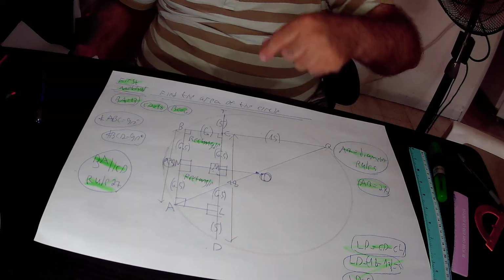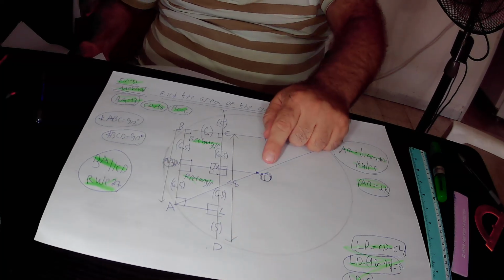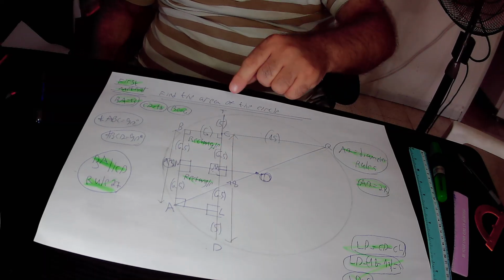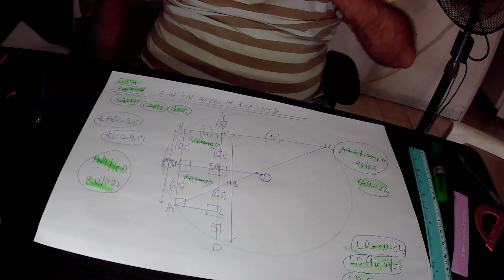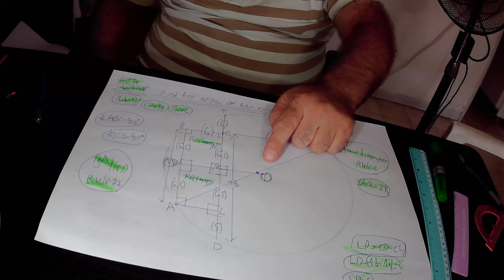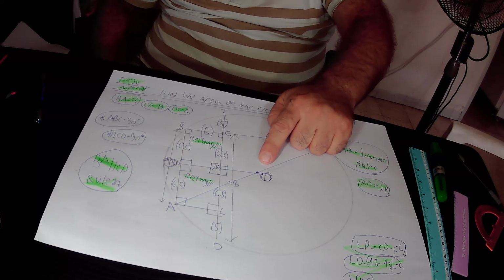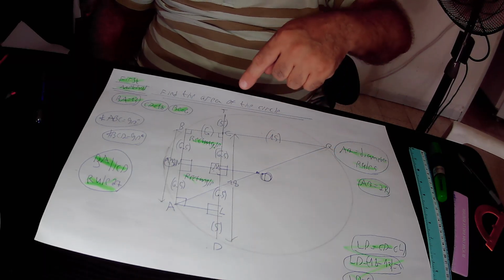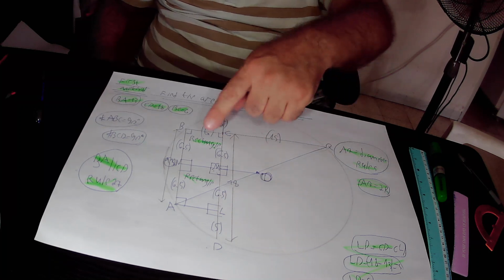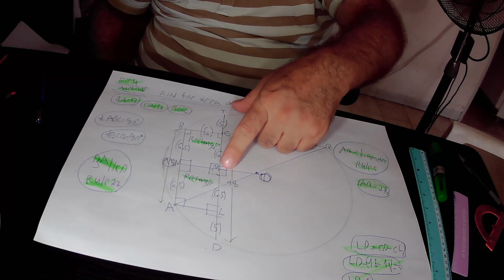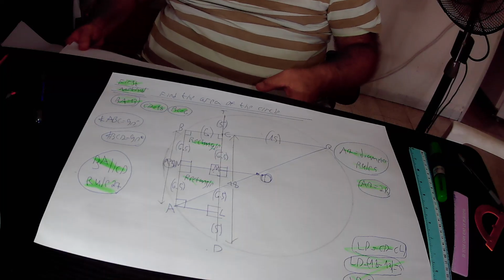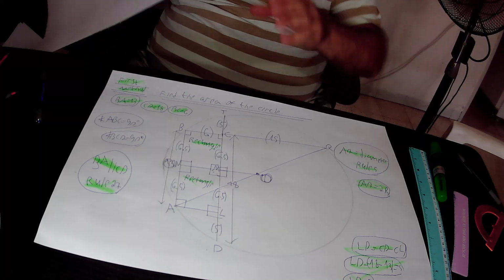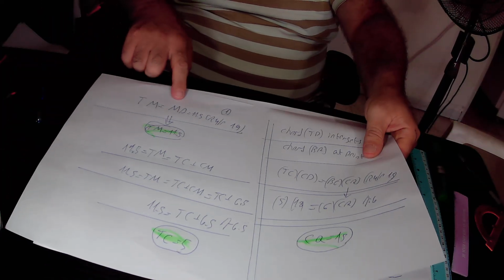On chord TD, we have the perpendicular OM towards chord TD. According to rule 19, the perpendicular OM that is drawn from the center of the circle, that is to say from point O, bisects chord TD. If OM bisects chord TD, it means that TM equals MD. Again, according to rule 19, TM equals MD.